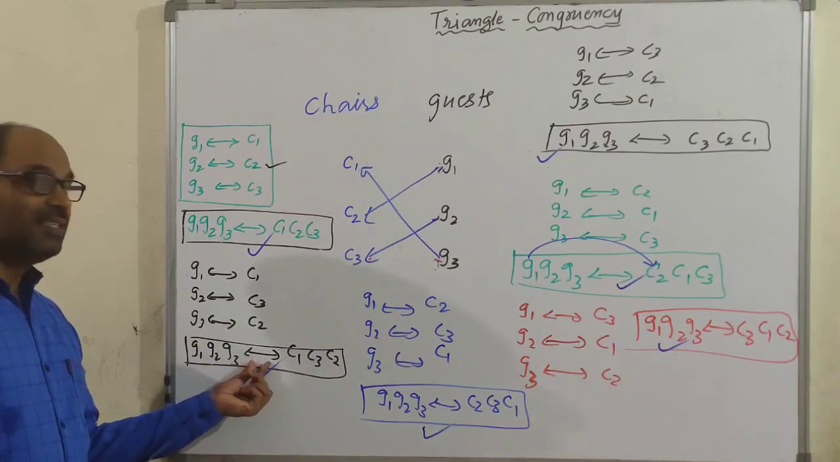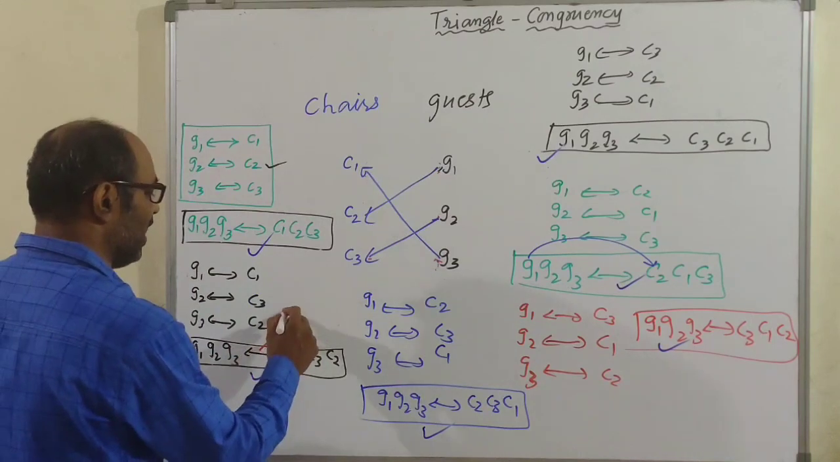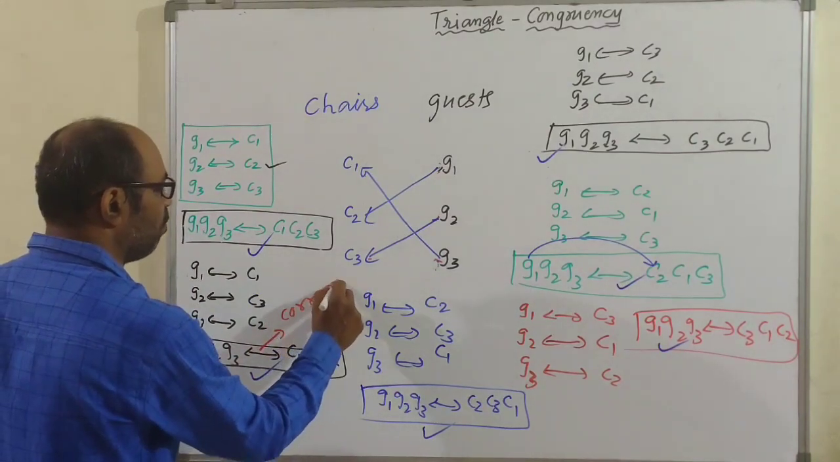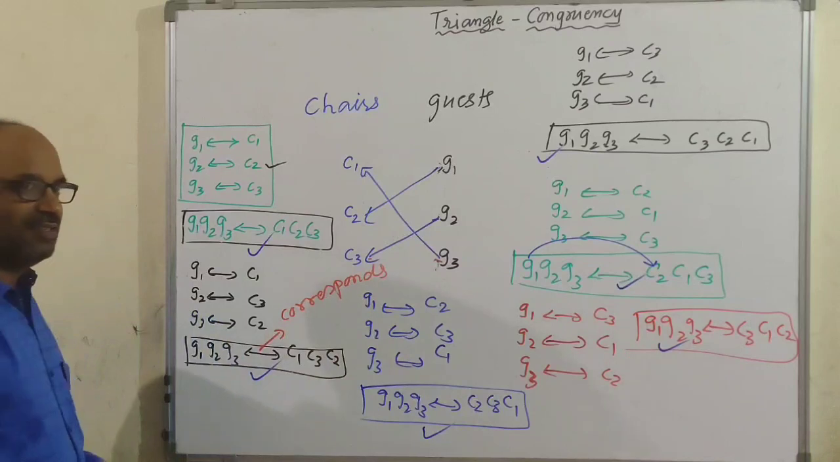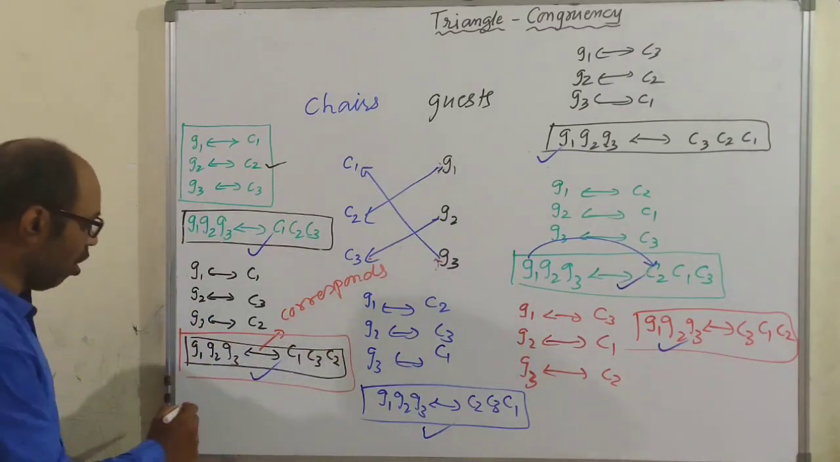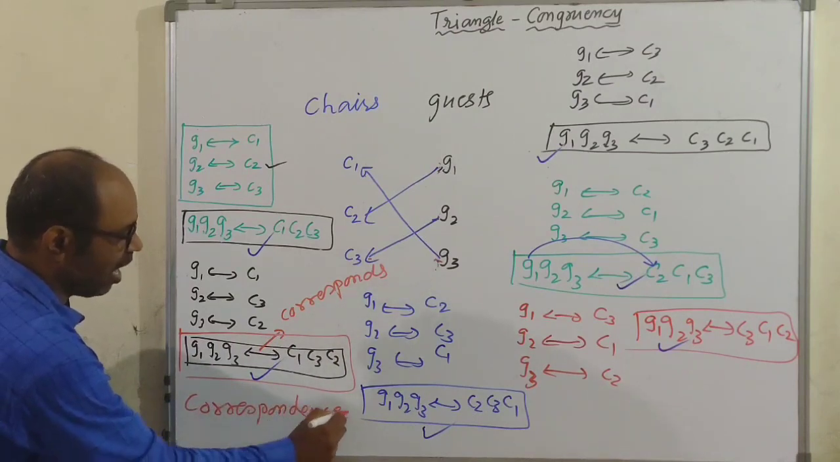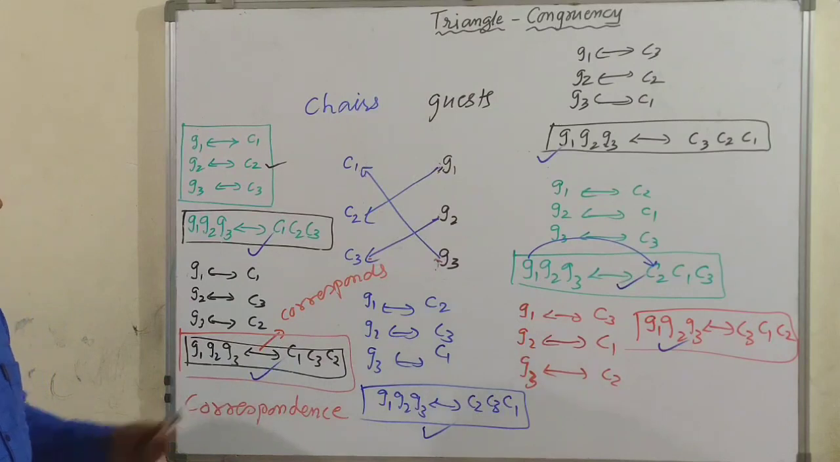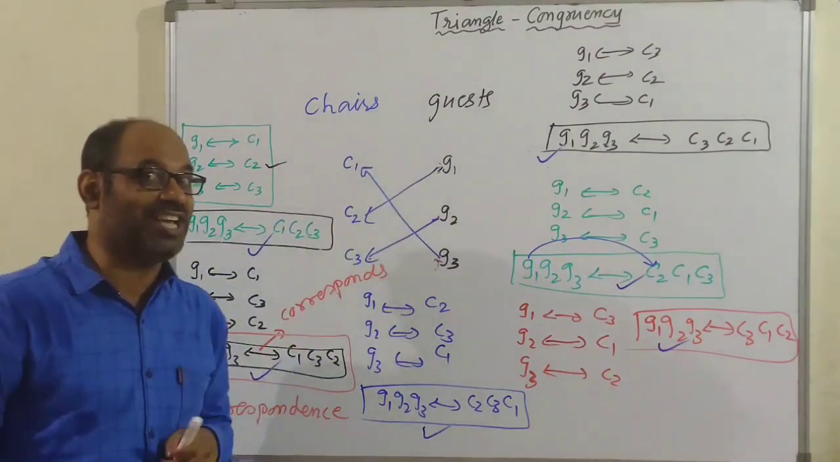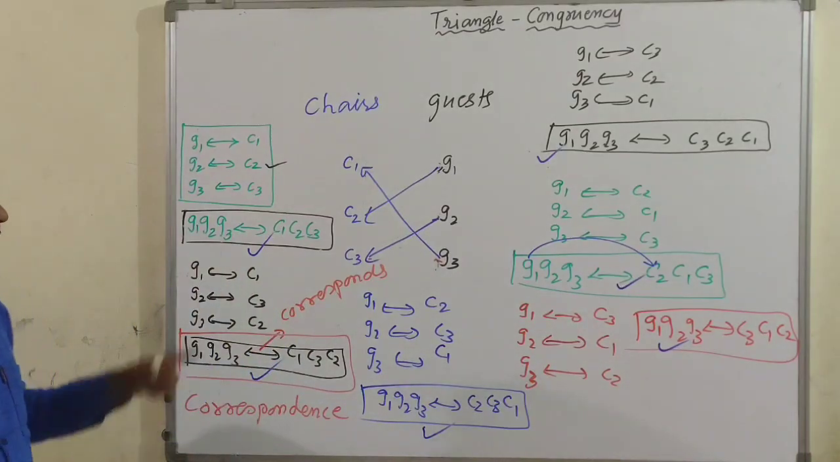Mathematically, this symbol is for correspondence. This symbol, the both-side arrow, means corresponds. And the whole thing in the bracket is called a correspondence. So how many correspondences are possible between 3 guests and 3 chairs? Yes, 6 different correspondences are possible.